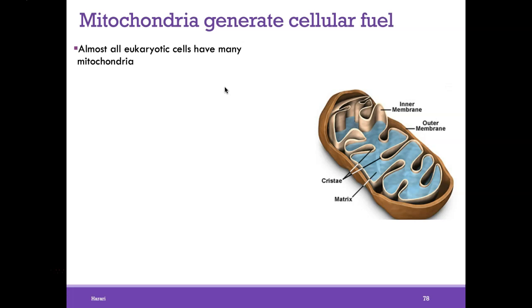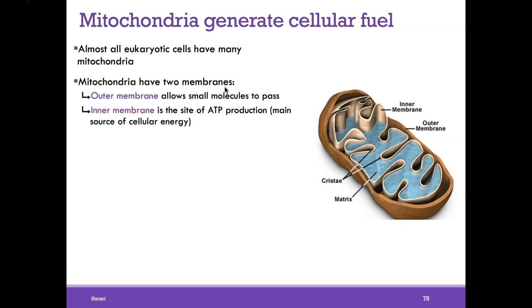So now we can discuss the mitochondria. So mitochondria generate cellular fuel by extracting energy from organic compounds, right? So energy isn't made by the mitochondria, it's more extracted by the mitochondria. And almost all eukaryotic cells have many, many mitochondria. Mitochondria have two membranes. They have an outer membrane that allows small molecules to pass through, and they have an inner membrane that is the site of ATP production, which is the main source of cellular energy.